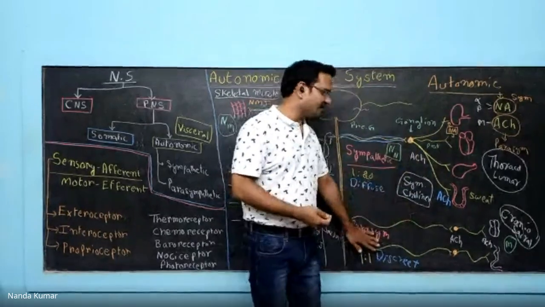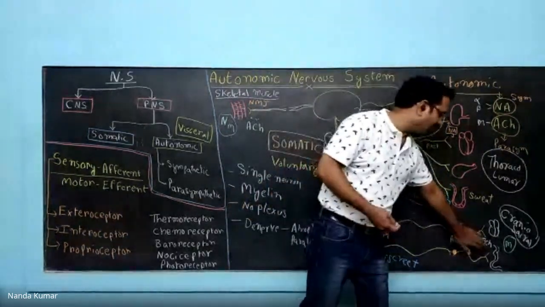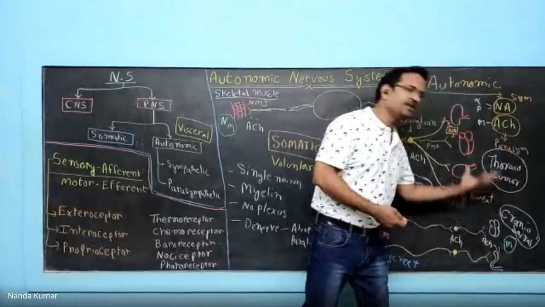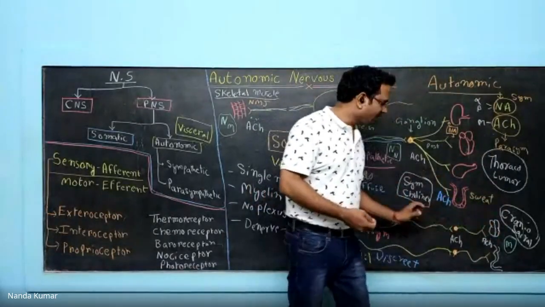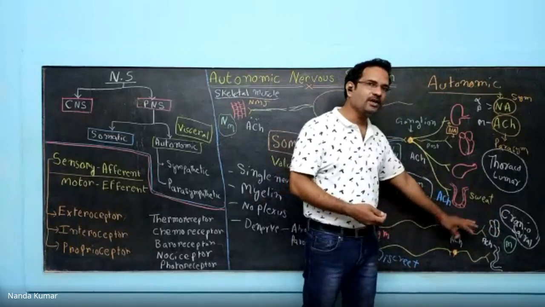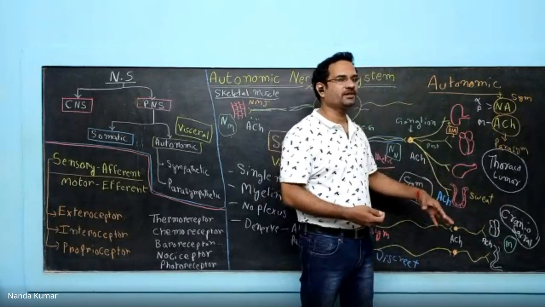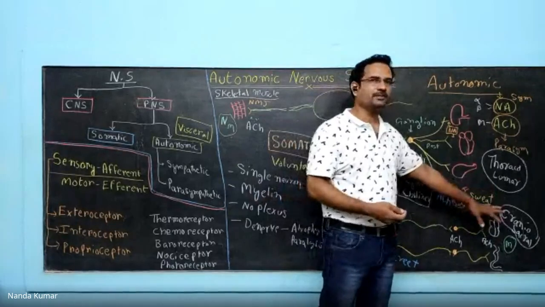In the case of the parasympathetic nervous system, at the postganglionic neuron, the neurotransmitter is acetylcholine, and the receptors are muscarinic receptors. Because the neurotransmitter is acetylcholine, they are called cholinergic neurotransmission. They will be acting on muscarinic receptors.